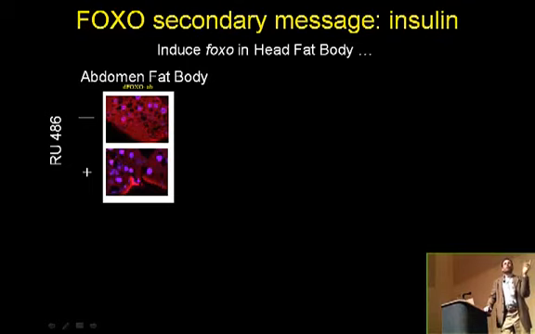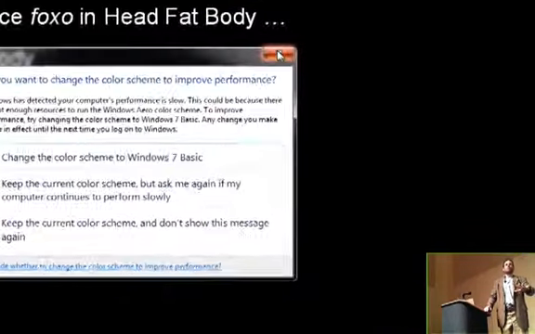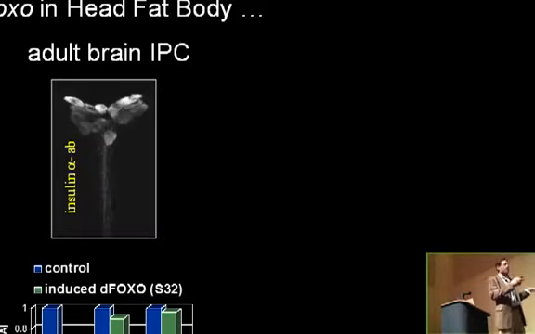And there's only one way that we knew this could happen, was if the abdominal fat body was actually perceiving or seeing low levels of insulin. It's as if the head fat body was somehow controlling the systemic levels of insulin secretion. And that turns out to be exactly what's happening. Remember I showed you from that cartoon earlier that the insulin is being produced in the brain.